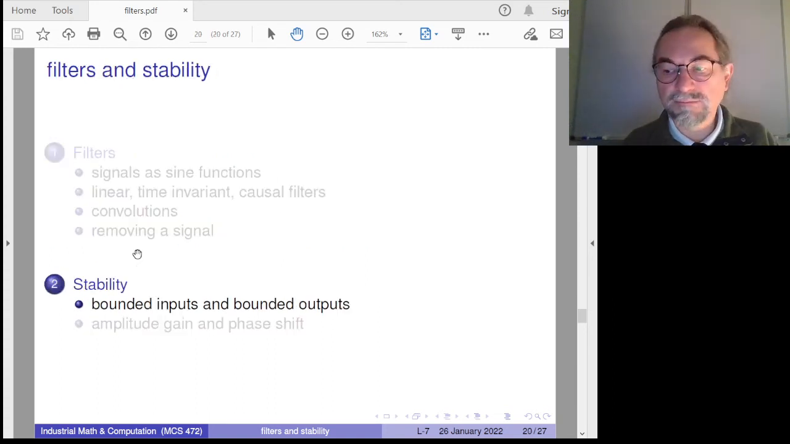Okay, I have 15 minutes left. I will not use them all. In the next lecture, we will go into the systematic design of filters, and I will introduce another main theorem of filters. But let's look at what type of filters we want.